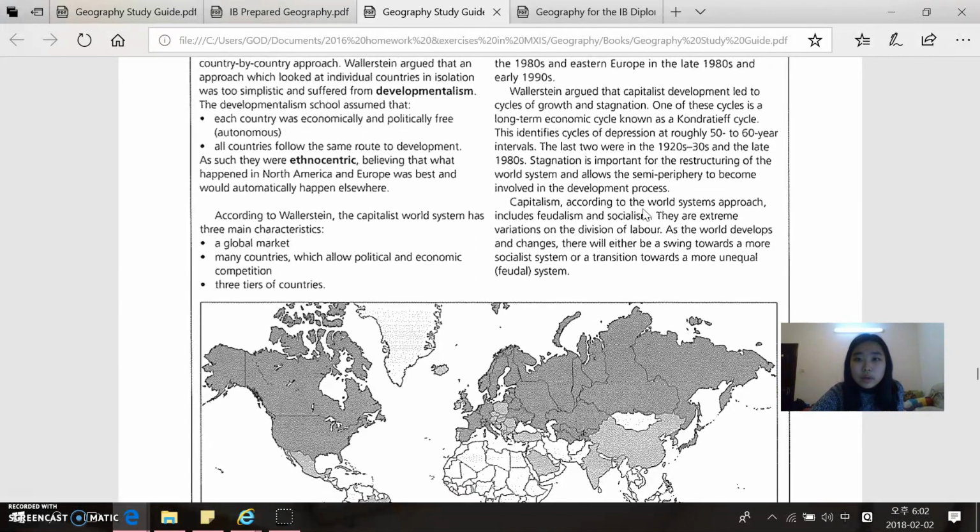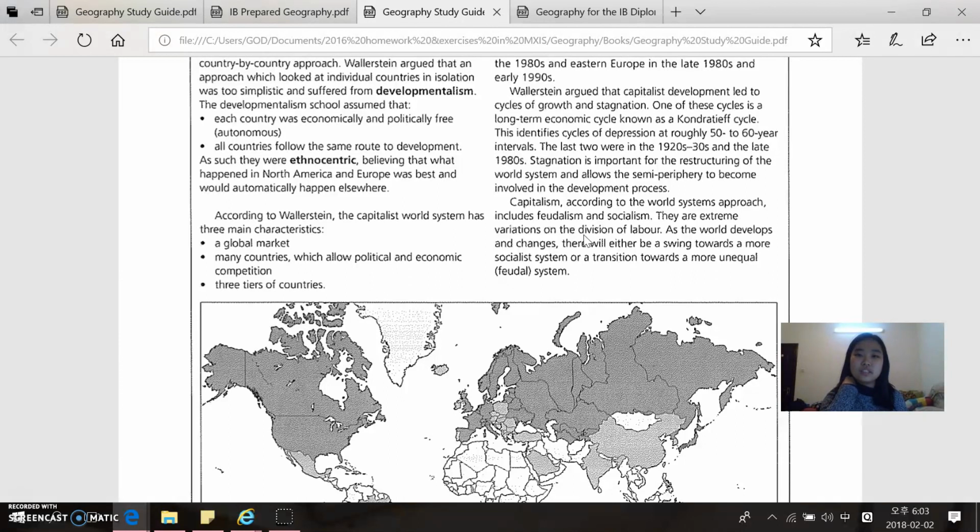And capitalism, according to the world systems approach, includes feudalism and socialism. Feudalism is related to the medieval era, before the Black Death. There are landlords, and knights who are employed, or not exactly employed: the landlords provide food and other things, and the knights protect the landlords. So feudalism is kind of like the capitalist system, in how people are given some benefits and return them in their own way. So it is employment and providing work.